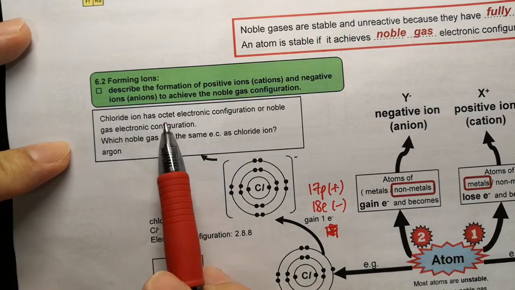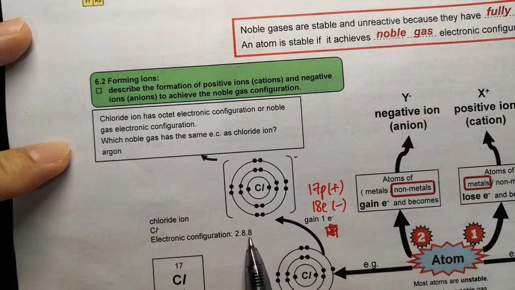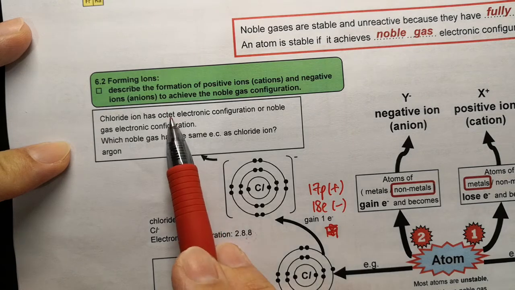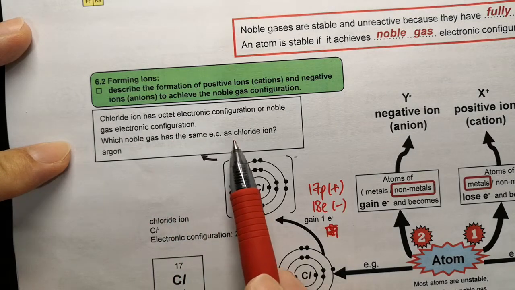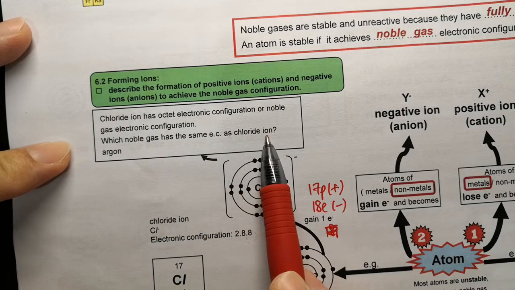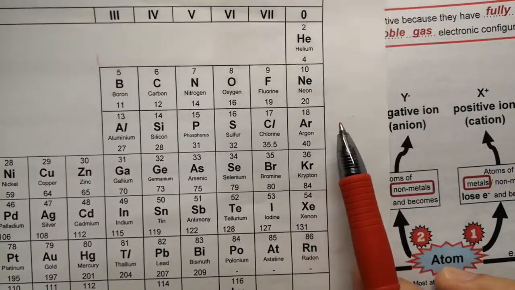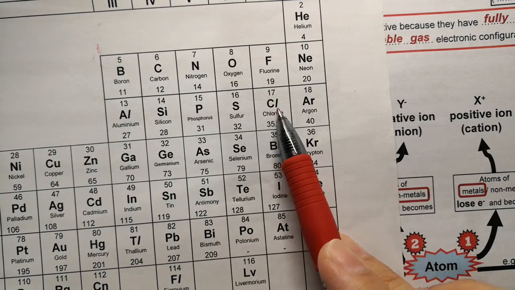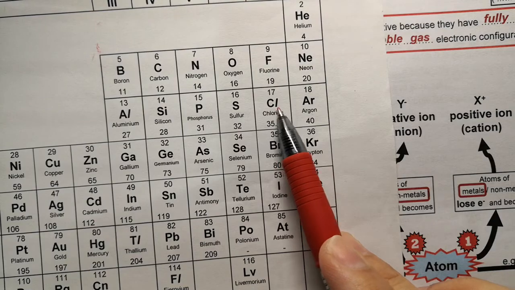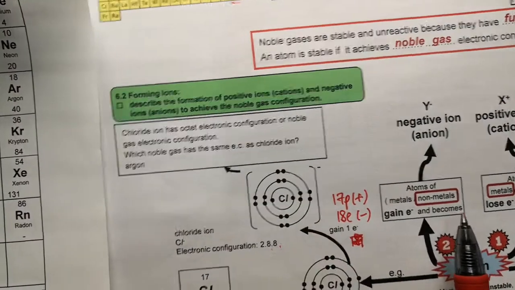Okay, so the chloride ion, 2,8,8, has an octet electronic configuration because it has 8 valence electrons. That's why it's octet, or noble gas electronic configuration. Which noble gas has the same electronic configuration as the chloride ion? 2,8,8 means 2 plus 8 plus 8, which is 18 electrons. Which element has 18 protons? Argon. So when a chlorine atom becomes a chloride ion, it achieves the noble gas electronic configuration of argon.